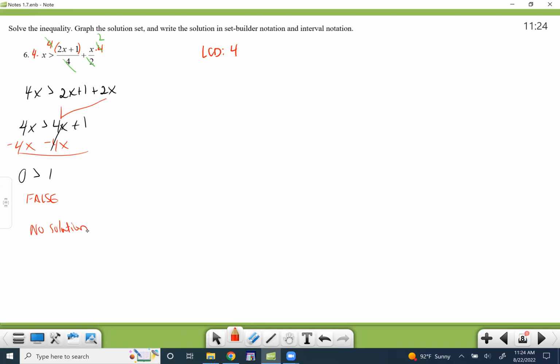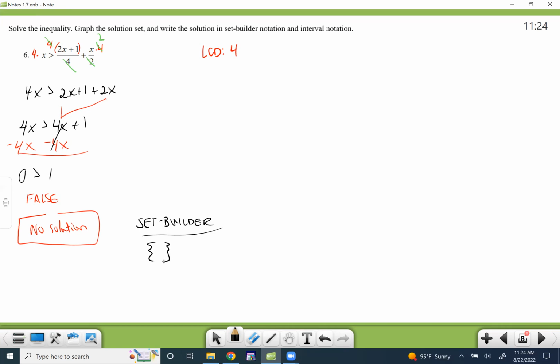No solution. And then if you were doing set builder, that would just be the empty set. There would be nothing inside of it.